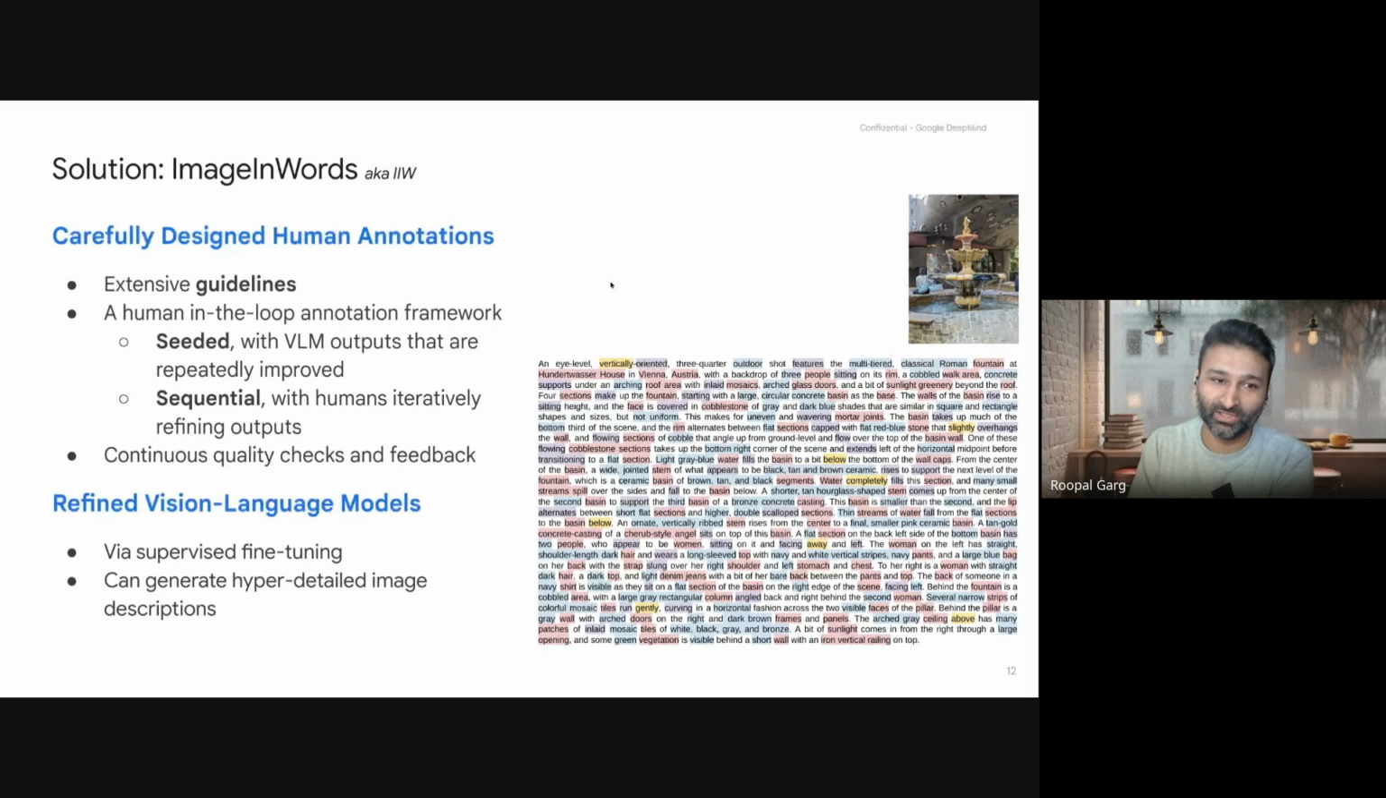So we contributed and created this first of its kind extensive guideline, which we have added to the paper, for annotators to basically understand how to interpret images, how to note down details, and not just stitch them together in a random way, but how to actually compose image descriptions. We created this annotation framework, which is a seeded sequential framework, which we'll see in more detail. And then we validate the usability and the viability of our data by fine-tuning downstream models on this and seeing the performance against the best there is to compare out there.